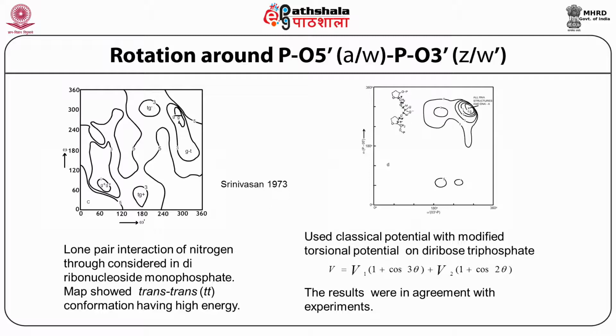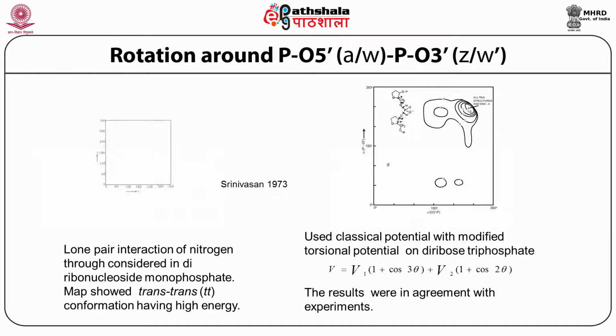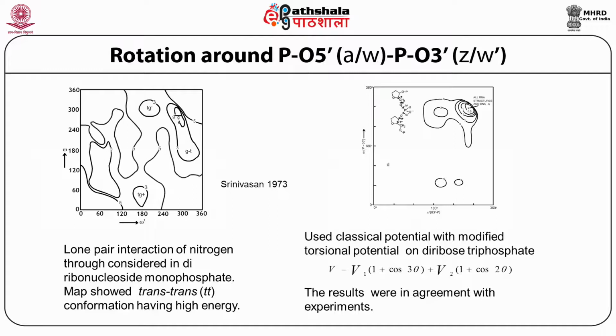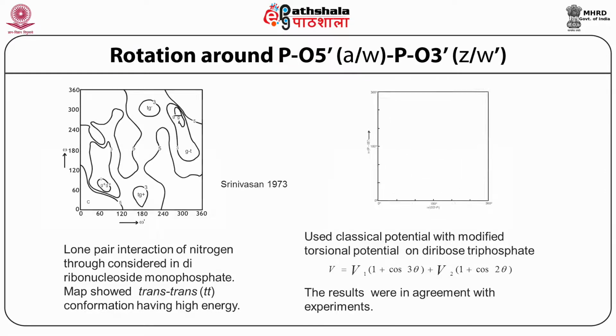And the equation is shown here rather. They used a ribose triphosphate model, but then the results, not only are they very close to experiment, they also agree with ab initio calculations and CNDO calculations by other workers.